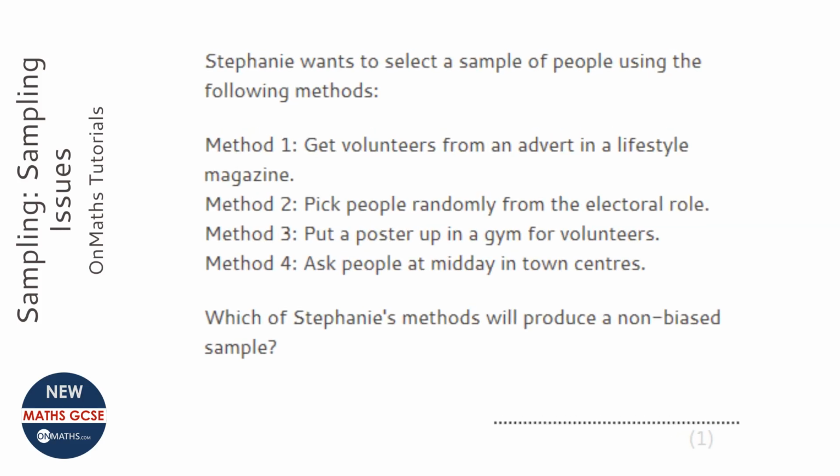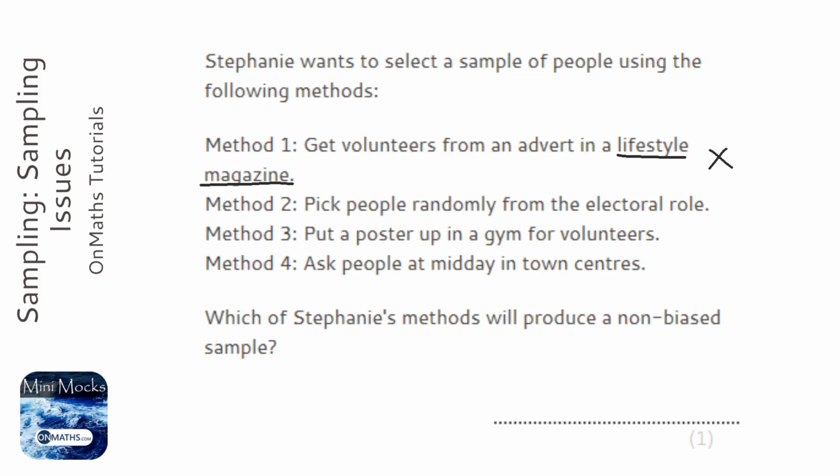So, the methods to getting a non-biased sample. Well, method one, getting volunteers from an advert in a lifestyle magazine. You'll only get people who are interested in that lifestyle magazine. So that's not really non-biased. It's definitely biased towards people who read that magazine.